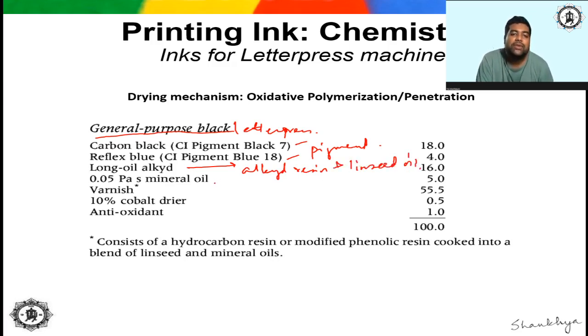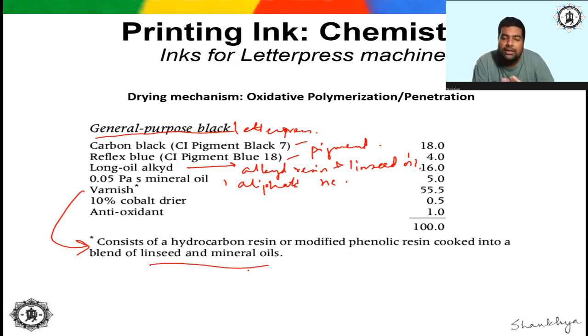Then we have got mineral oil, that is an aliphatic hydrocarbon, for changing setting times, decreasing setting times, and for changing the viscosity. Then we have got the varnish. So what is the varnish? Varnish is a hydrocarbon resin or a modified phenolic resin which is cooked inside of linseed and mineral oil. Now you understand the concept of cooking. Then of course we have got a cobalt dryer and an antioxidant. Right? This is a very generic type of ink formulation for letterpress ink.